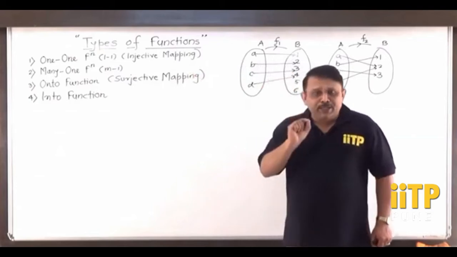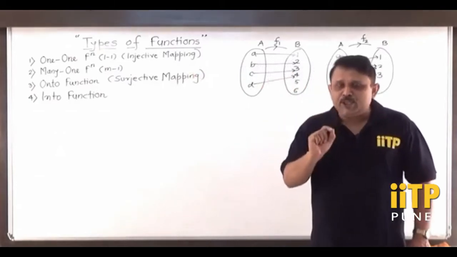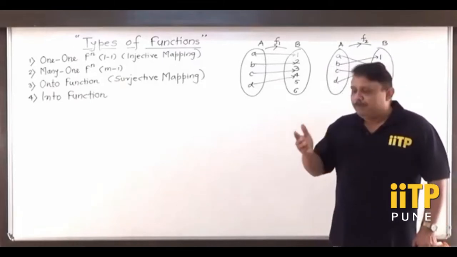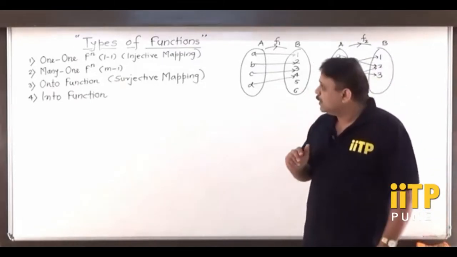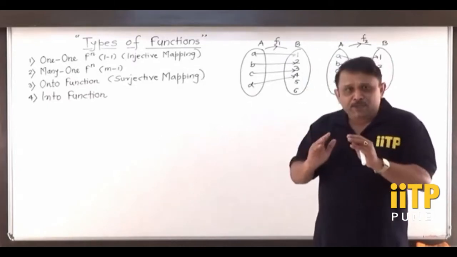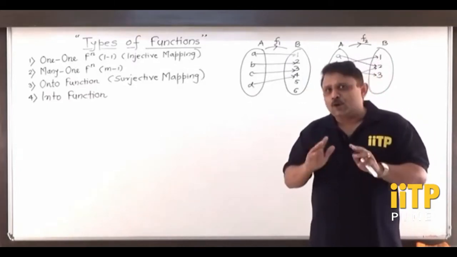Is also called injective mapping. Injective means 1-1 and mapping means function. So a 1-1 function means injective mapping. Another function is many-1. A function which is not 1-1 is called what?